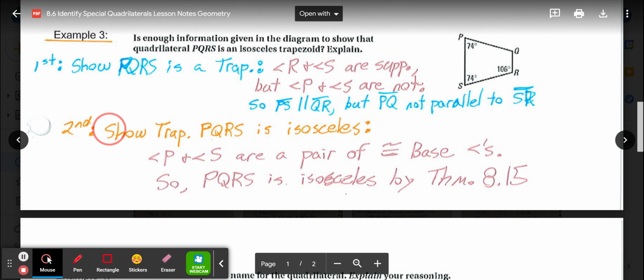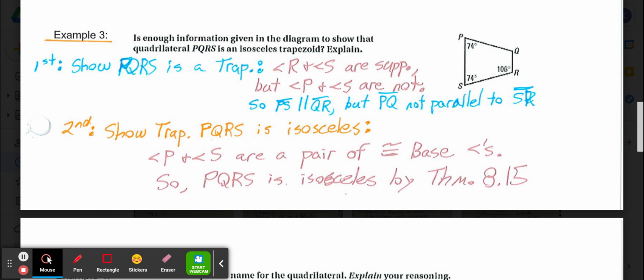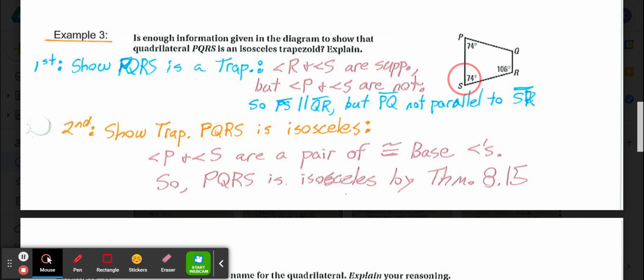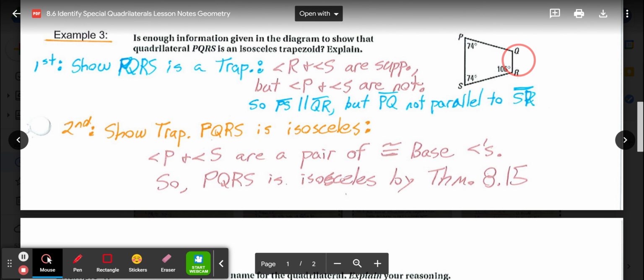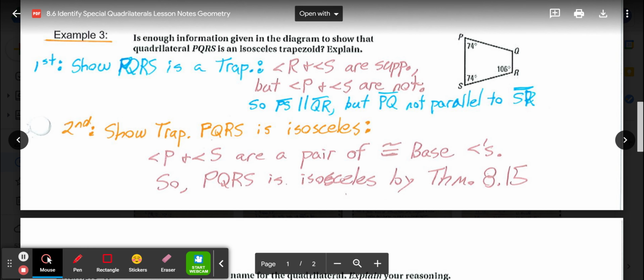Now we need to see, is there enough info to show it's isosceles, meaning it has base angles that are congruent. Well, because we already knew it's a trapezoid, and we knew PS was parallel to QR, P and S make a pair of congruent base angles. So because the base angles are congruent, PQRS is an isosceles trapezoid by definition, or by theorem 8.15.